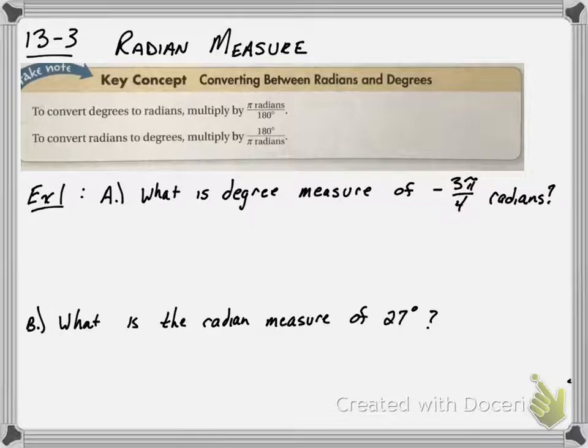13.3 is about radian measure, and this is an aspect where we start talking about converting between radians and degrees. In A, it says, what is the degree measure of -3/4 pi radians?